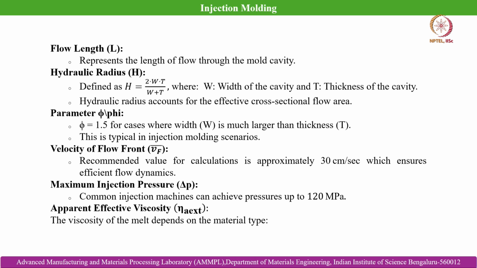So, this is the hydraulic radius we can determine, likewise, based on the width and thickness of the cavity. And the parameter phi is equal to 1.5 for cases where width is much larger than thickness. So, this is typical in injection molding scenarios. Then velocity of flow front Vf, recommended value for calculations is approximately 30 cm per second, which ensures efficient flow dynamics, and maximum injection pressure. So, common injection machines can go up to 120 megapascal.